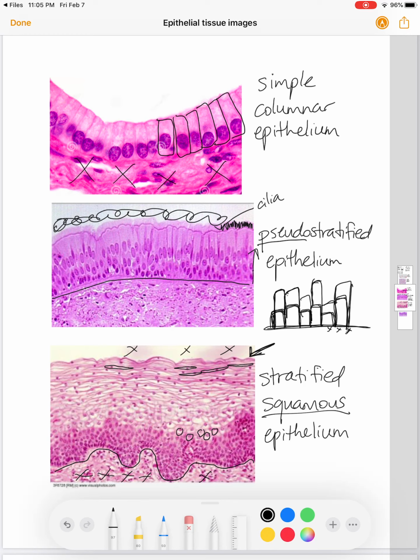This tissue is found in the epidermis of your skin, so the outer layers of your skin. It's found lining the inside of your mouth and also lining your esophagus. Now those are all places that are exposed to friction and abrasion all day, every day. So this tissue type is very, very good at allowing for protection. That is its major purpose. It provides tons of layers of cells to allow for protection of underlying tissues.